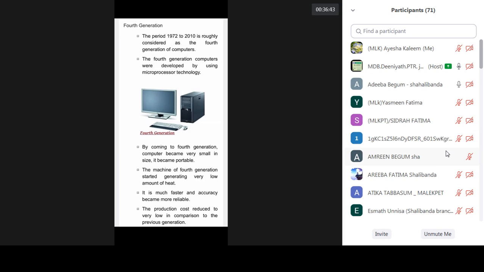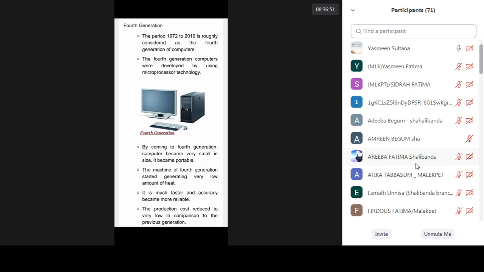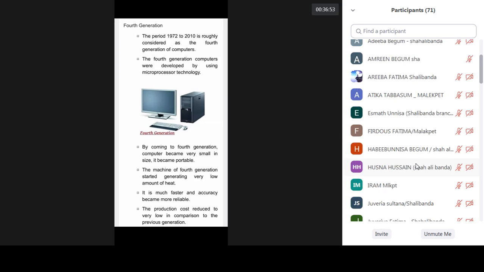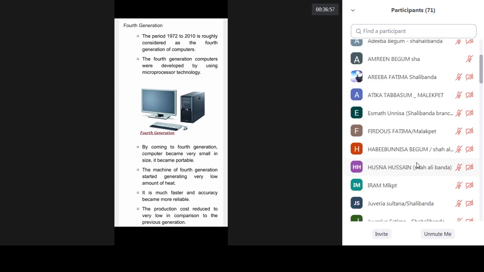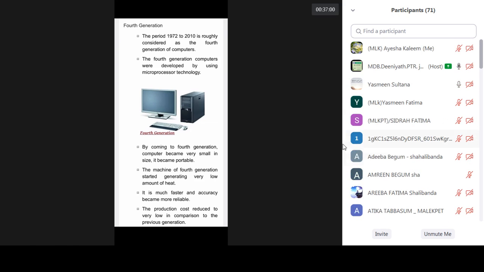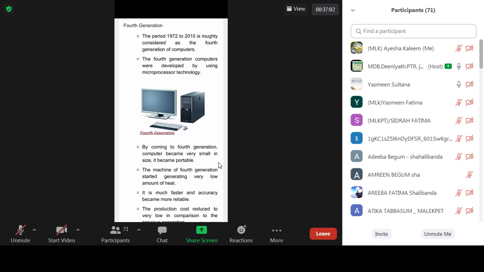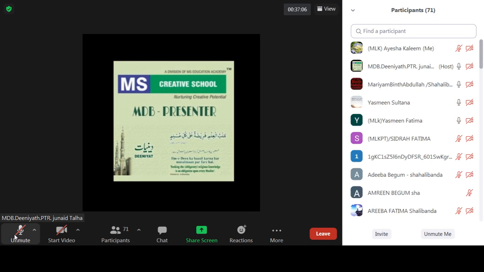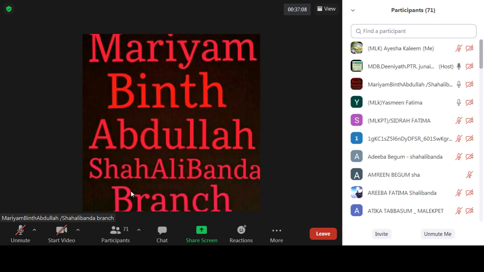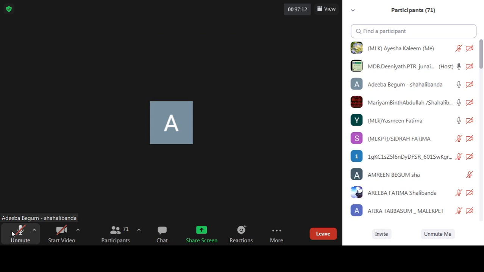WAP means write an application. In computer terminology, it is understood as write a program. Application is nothing but a program. I repeat, the 4th generation machines were used in application development, like program development. Am I clear? Yes, ma'am.